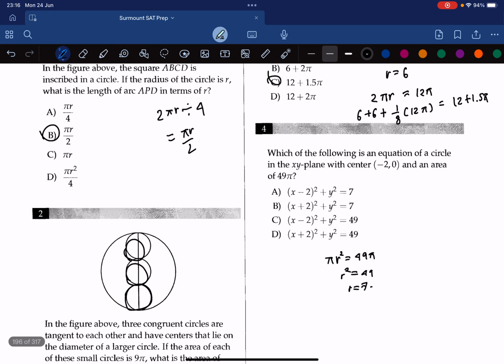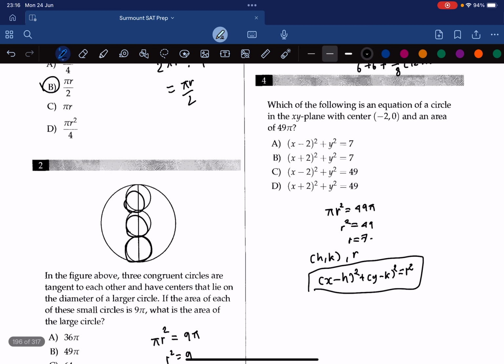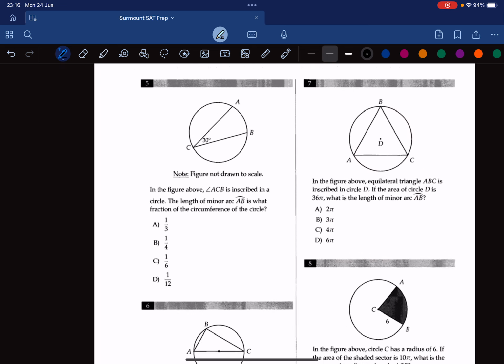The standard form of a circle with center h, k and radius r is x minus h squared plus y minus k squared is equal to r squared. This is something you must remember as it's a prevalent formula. Now all we have to do is plug in. We know that the center is -2, so x minus negative 2, which is x plus 2, squared, plus y minus 0 squared is equal to 49. Which of the answer options gives us this? It's option D.